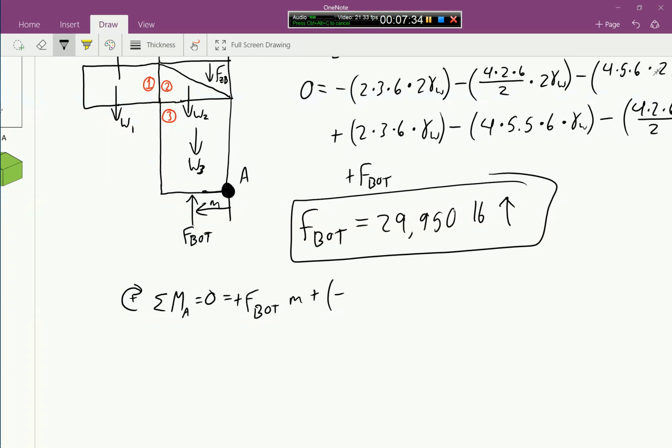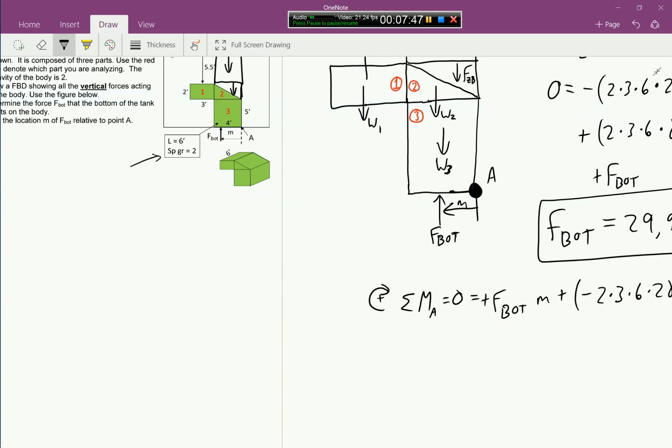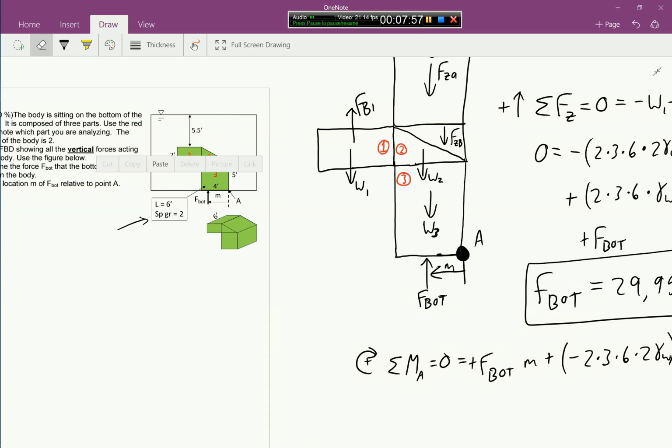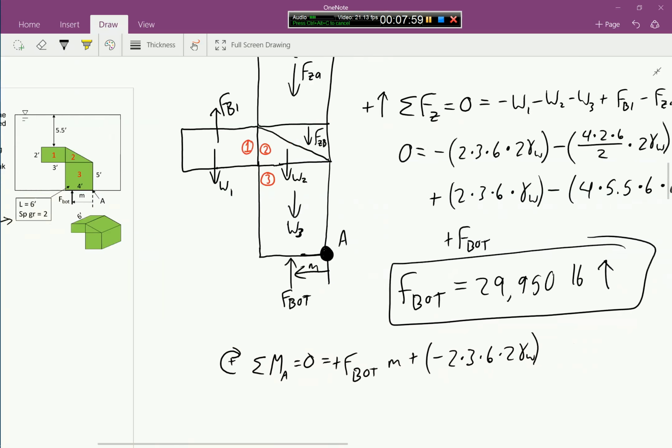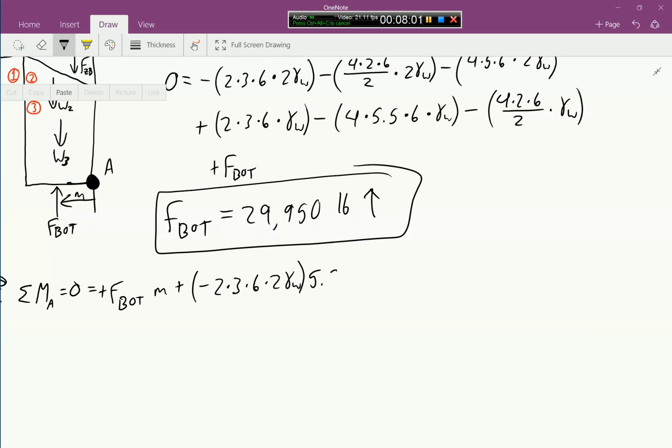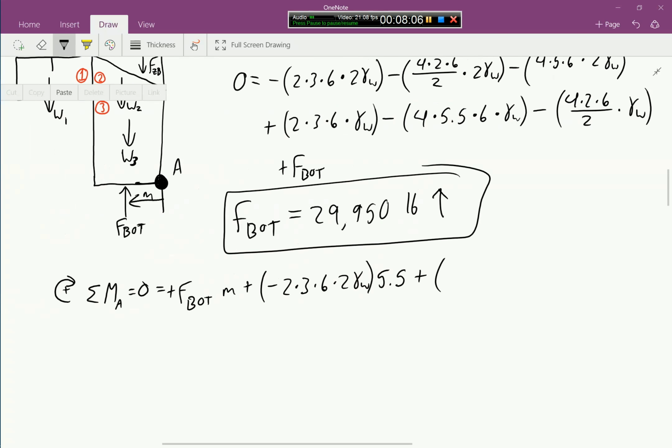And we use the weight of 1, which is 2 times 3 times 6 times gamma water, times the moment arm, which in this case is this distance here to the centroid, right there. That's where the weight acts. So the centroid of that is 5.5 feet away from point A. So we have the weight of 1 times the moment arm of 1.